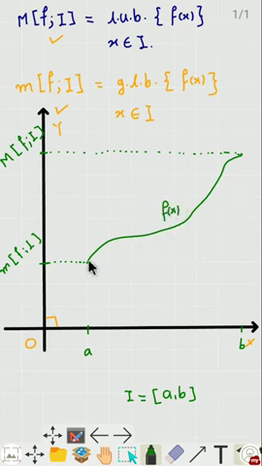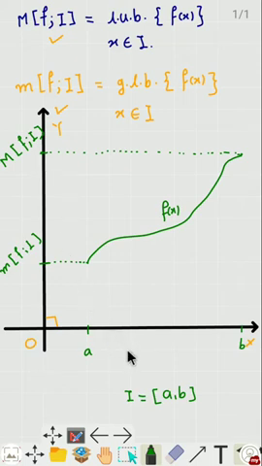So here it is our function f of x. It is defined in the closed interval a b, and from that graph we can show all values of the function lie on the y-axis. So this value is called m of f; I, the greatest lower bound of function f of x, and this value is called the least upper bound of function f of x.